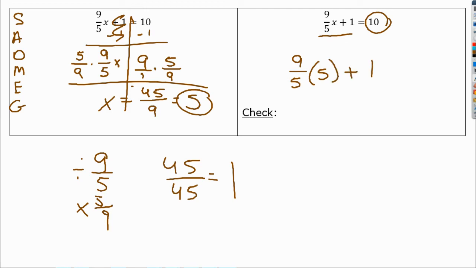If you do 9 divided by 5, you're really doing 9 over 5 times 5 over 1. 9 times 5 is 45. 5 times 1 is 5. So you have 45 over 5 plus 1. 45 divided by 5 is 9. So you end up with 9 plus 1. 9 plus 1 is 10. So we did get 10. We did it correctly. 5 must be the answer.